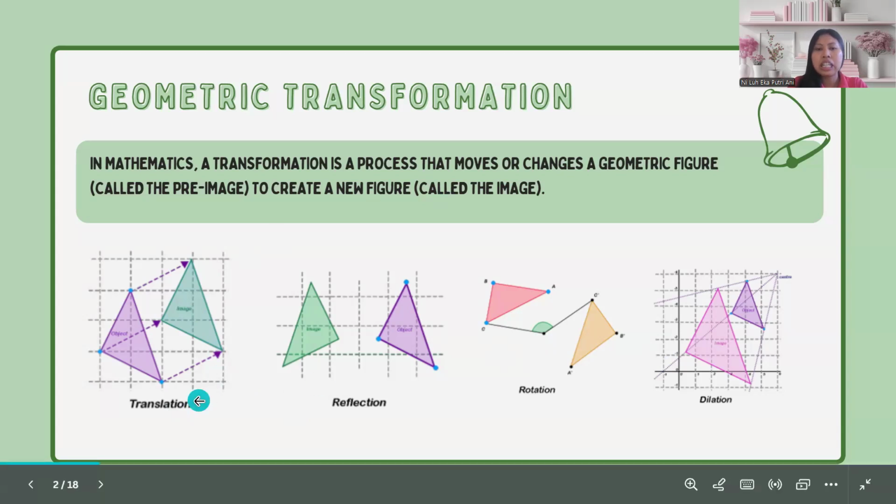The first three, translation, reflection, and rotation, are called rigid transformations or isometries because they change only the position of the figure, keeping its size and shape exactly the same. But dilation is a non-rigid transformation because it changes the size of the figure.